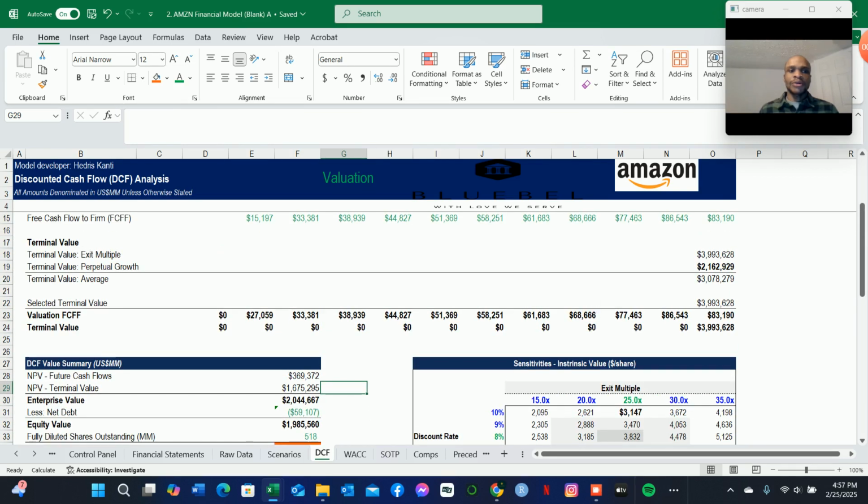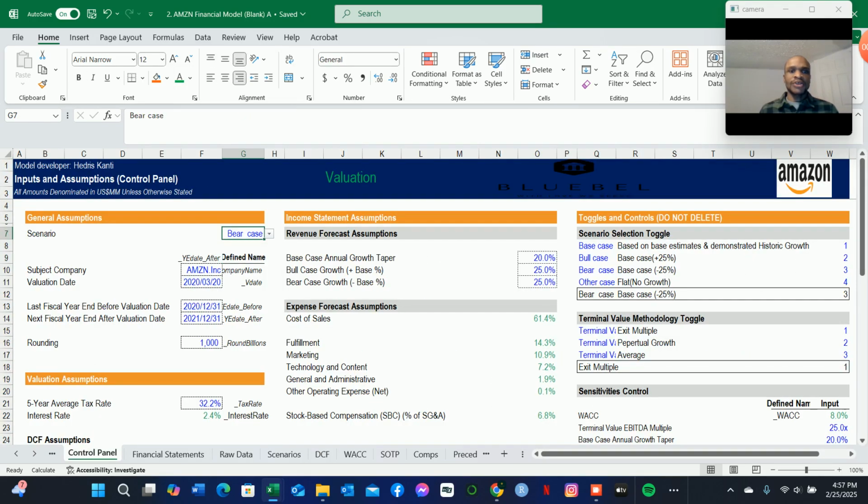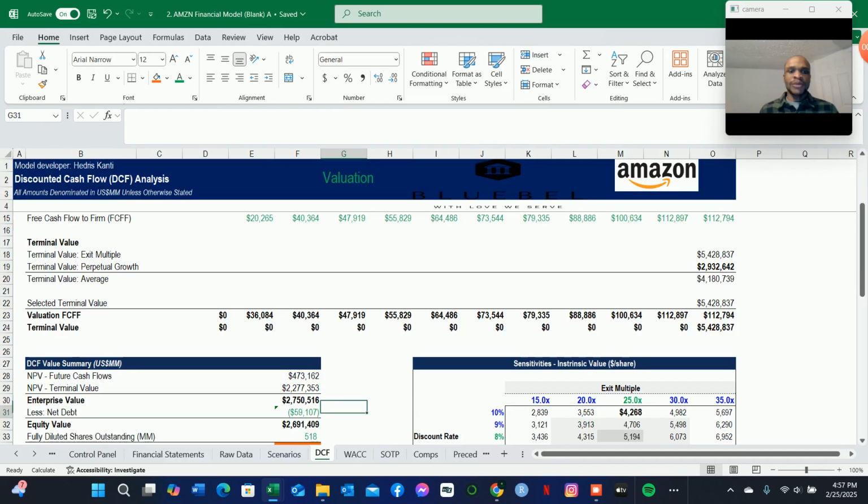So let us move on to determining the value of Amazon based on the sum of the parts analysis. Before we do that, we can just move to the control panel tab and make sure that we have this referencing here to the base case. So we switch back to the DCF model.